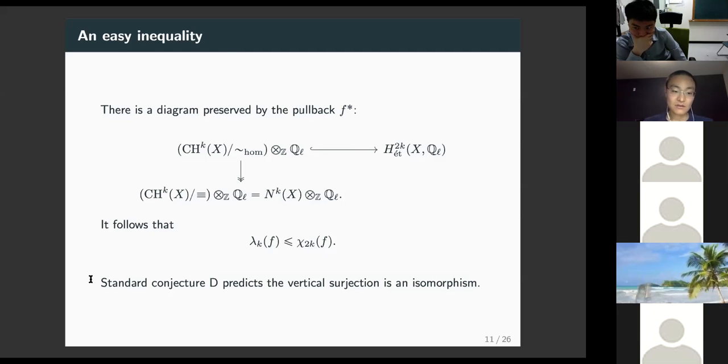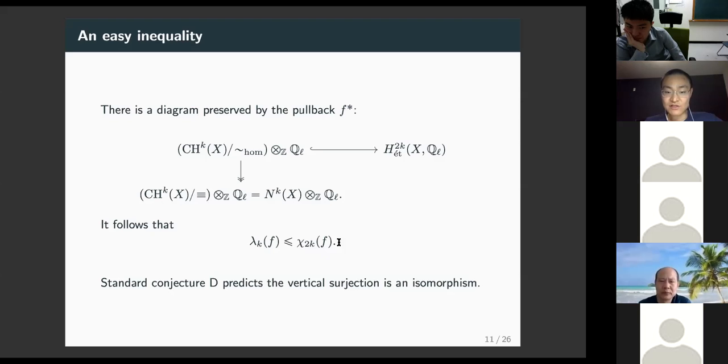Okay. So here is a remark. The standard conjecture D predicts that this vertical surjection is actually an isomorphism, but we don't need that. Because this dominates this, and this we can embed into H^{2k}, we have λ_k less than or equal to χ_2k. So this is the easy inequality.